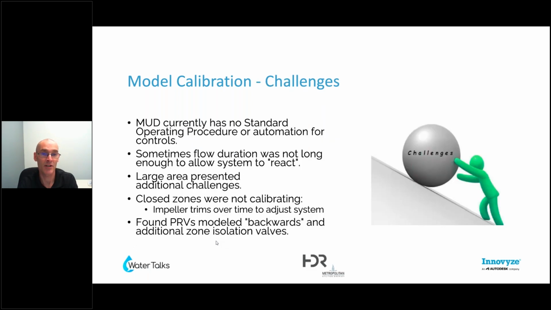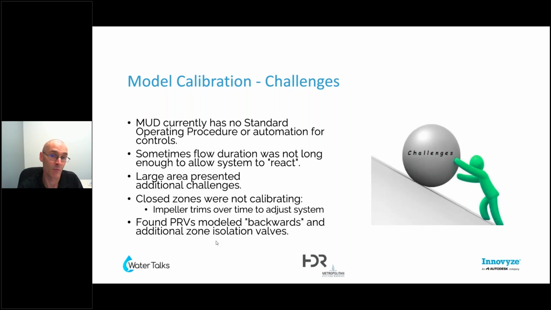And then I just want to chat briefly about some challenges that we have with calibration. So the first one was, not only for EPS calibration, but also just for regular fire flow calibration, MED's system, they really don't have a standard operating procedure for how they operate their system or any automation for controls. So that presented some challenges for us, obviously, because we did have SCADA data, but we didn't really know what was on or what was off during certain time periods, and it became more challenging with the EPS because it's more of a reactive system.